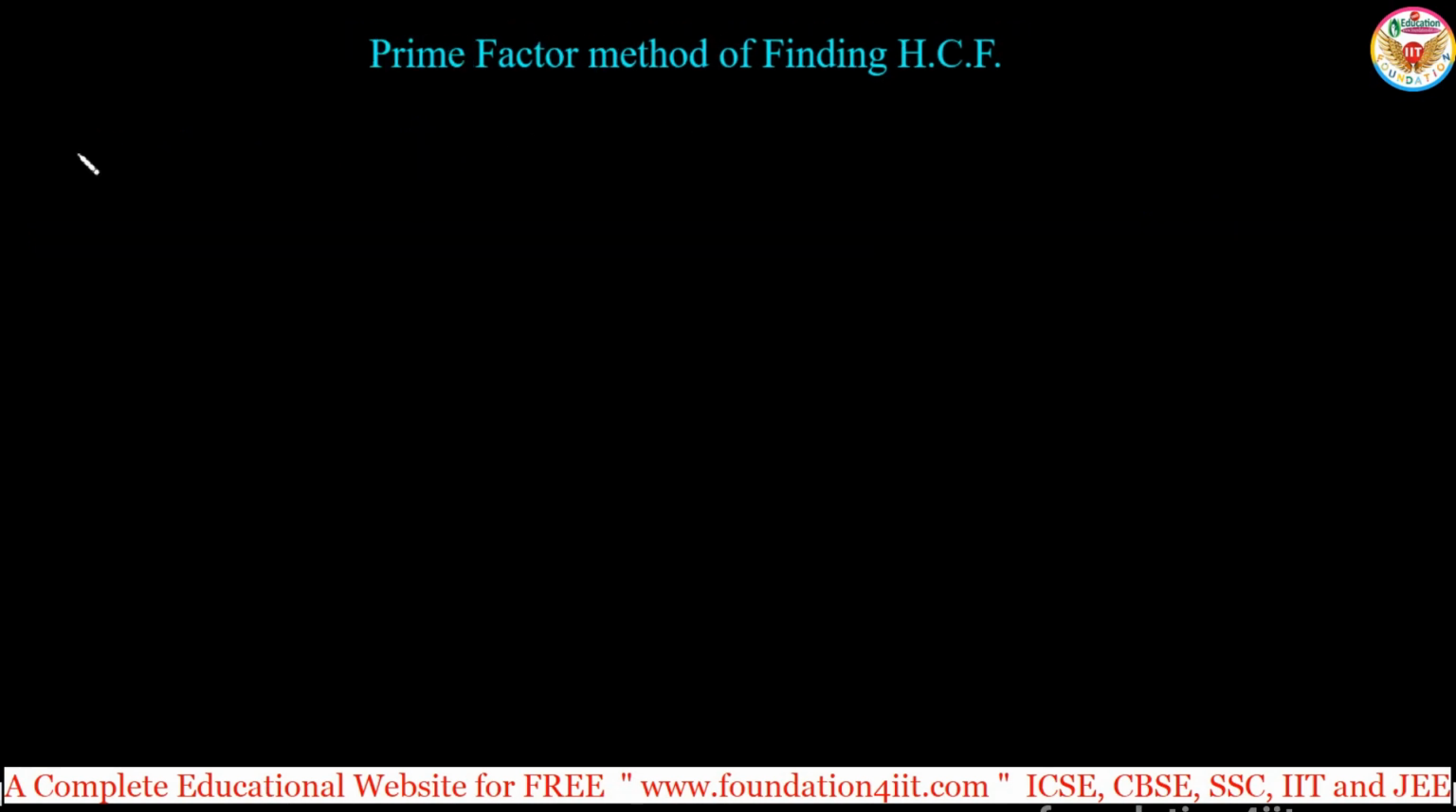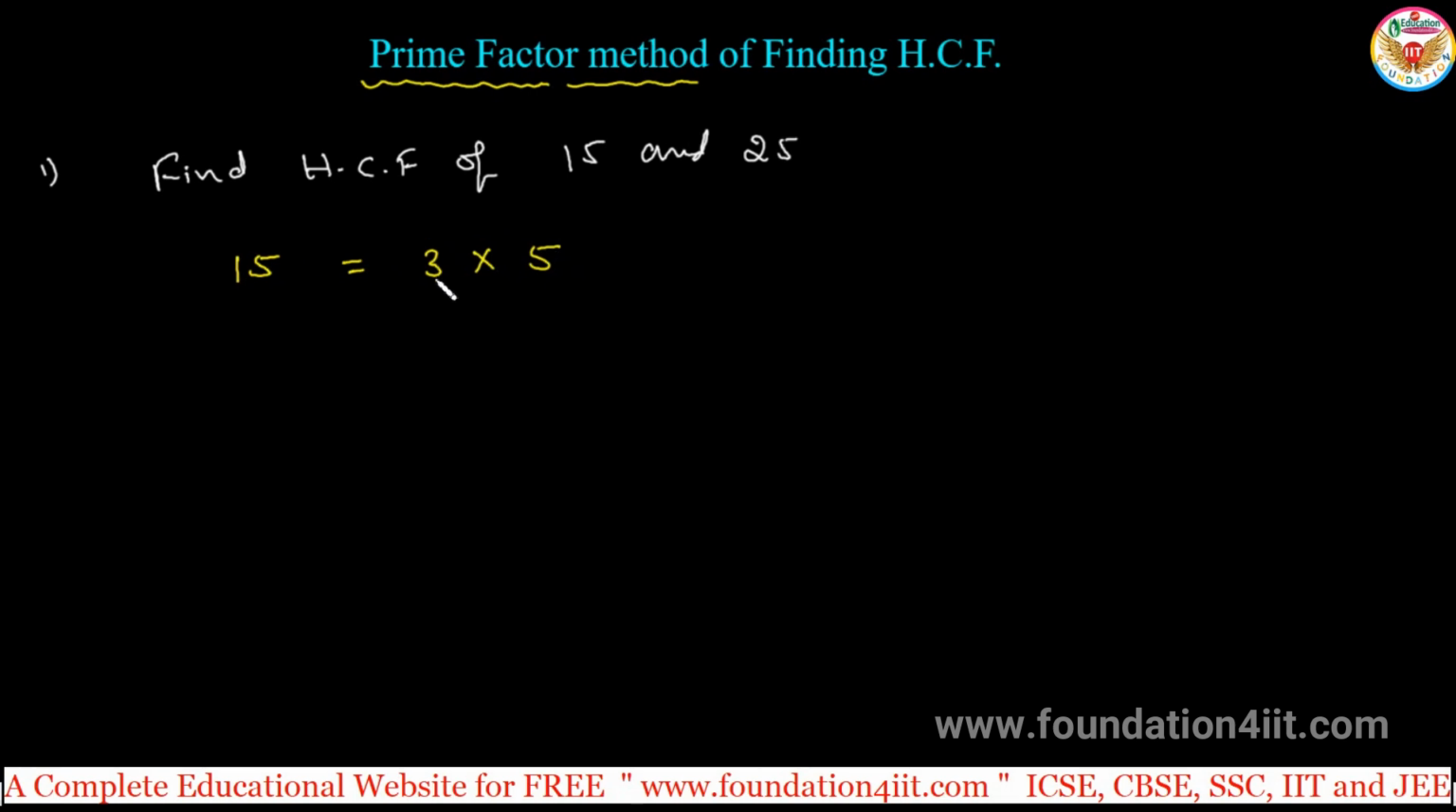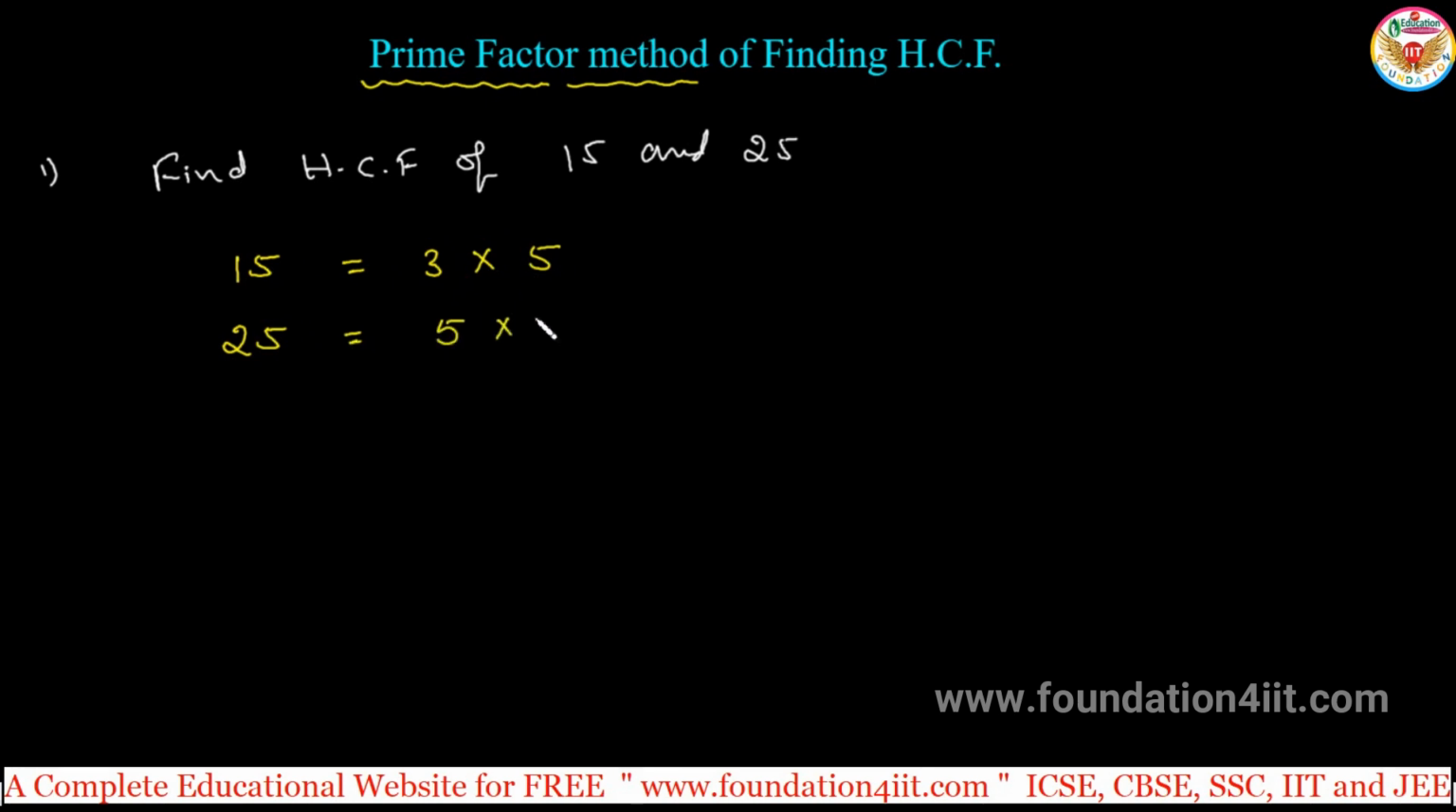Prime factor method of finding HCF. So to find out the highest common factor, let us see this prime factor method. We take one question. Find HCF of 15 and 25. So we should write 15 as a product of prime numbers. That is 3 into 5. 3 is the prime number, 5 is the prime number. And next 25. 25 can also be written as a product of prime numbers. That is 5 into 5.